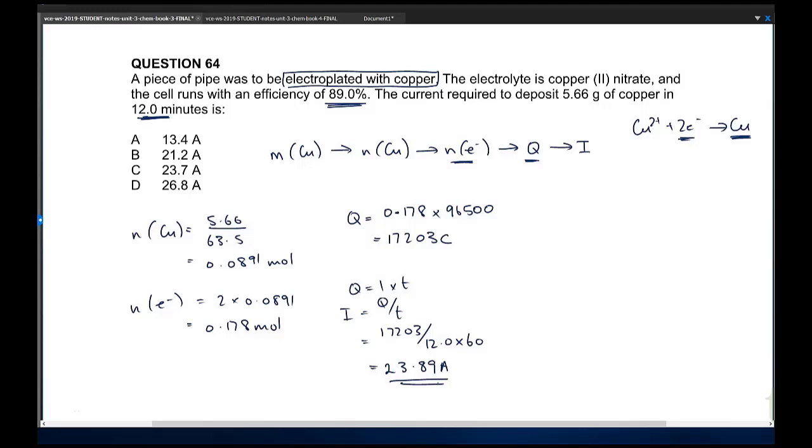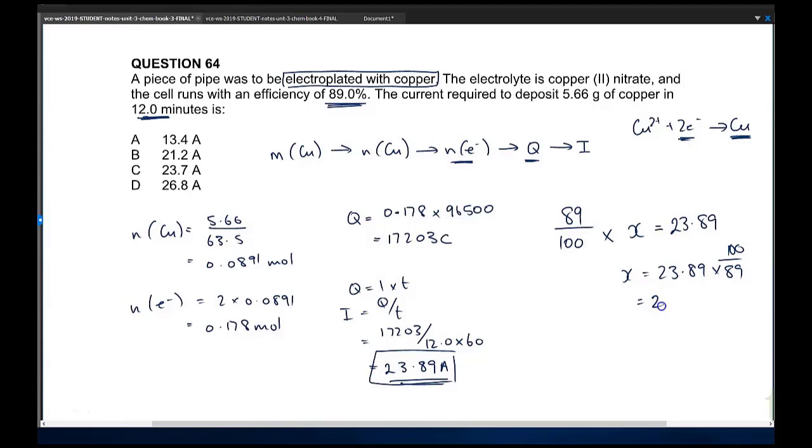Okay, so you have to think carefully. I already know what my end product is. I need the 5.66 grams of copper. But because it's less than 100% efficient, I'm going to need more than that amount of amps. The question you're trying to solve is actually this: 89% of what amount of amps will give me the 23.89 amps I need to get the 5.66 grams of copper. Happy? Right, so then when you rearrange it, you get 23.89 times 100 divided by 89.